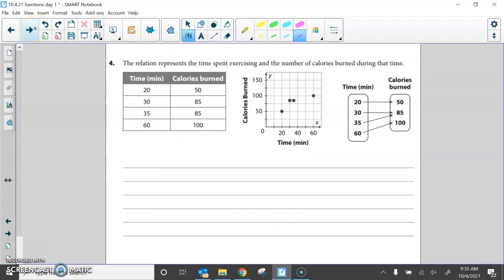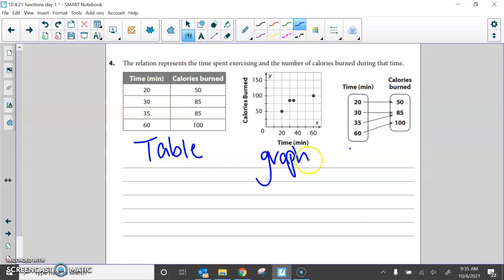Okay, and lastly, it says the relation represents the time spent exercising and the number of calories burned during this time. This is 3 ways you can represent it. There's a table, there's the graph, and there's mapping. All 3 ways represent the same numbers in this problem.